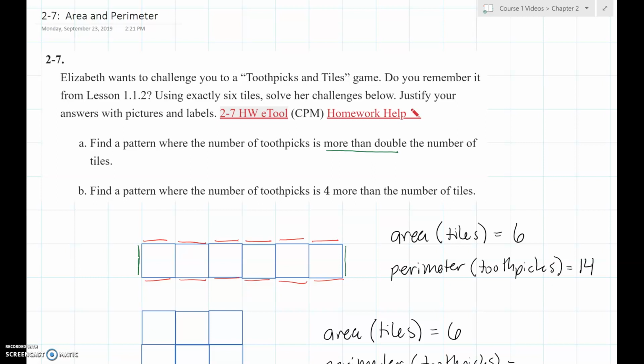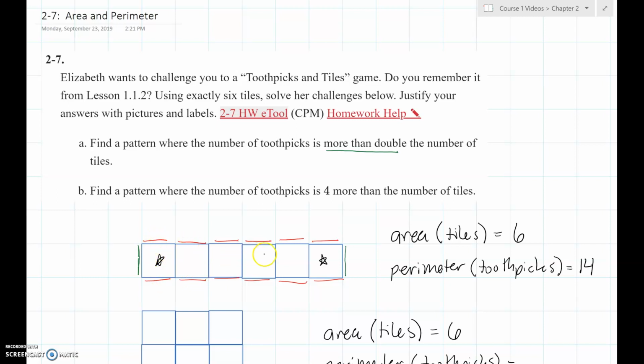So, I wanted to find a way to lay out my tiles where every tile had at least 2 toothpicks that went around it, because that would double it. So if every tile had 2 toothpicks, that would double it. And then I figured if I needed 3 toothpicks for the ends, for the last tiles here, then that would give me more than double. So do you see how every tile that I had required at least 2 toothpicks?